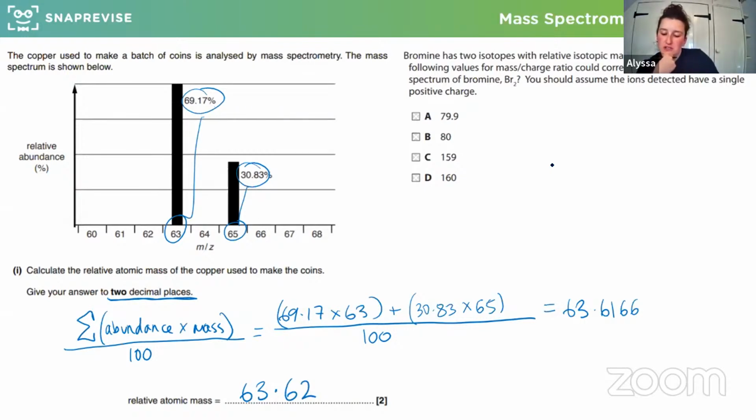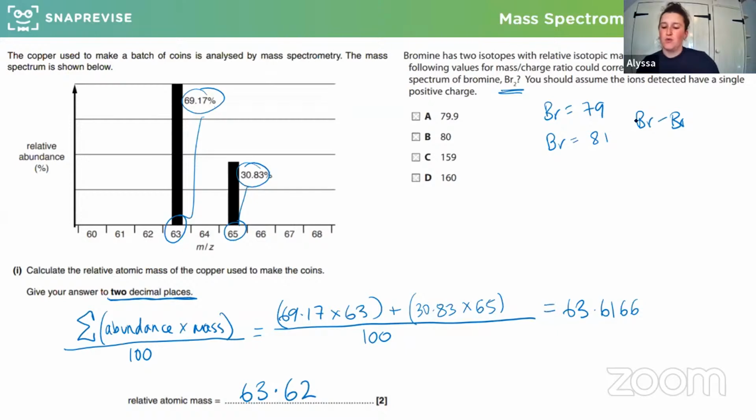Bromine has 2 isotopes with relative isotopic masses of 79 and 81. So bromine can have a mass of 79, or it can have a mass of 81. They've even told you that it is Br2. We know that it's Br.